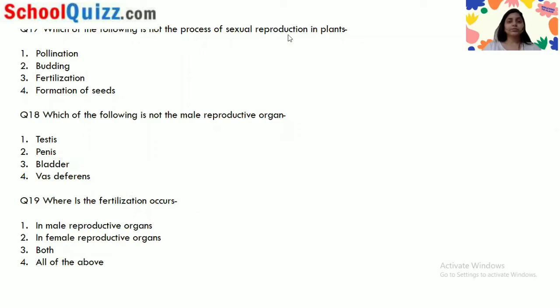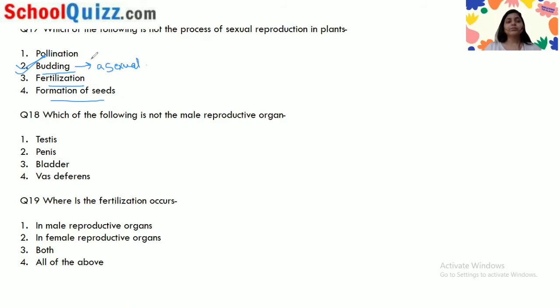So next question we have, which of the following is not the process of sexual reproduction in plants? Okay, so you have to tell which is not a process of sexual reproduction in plants. Option 1: pollination, budding, fertilization, formation of seeds. So the answer will be budding, because it is an asexual reproduction.